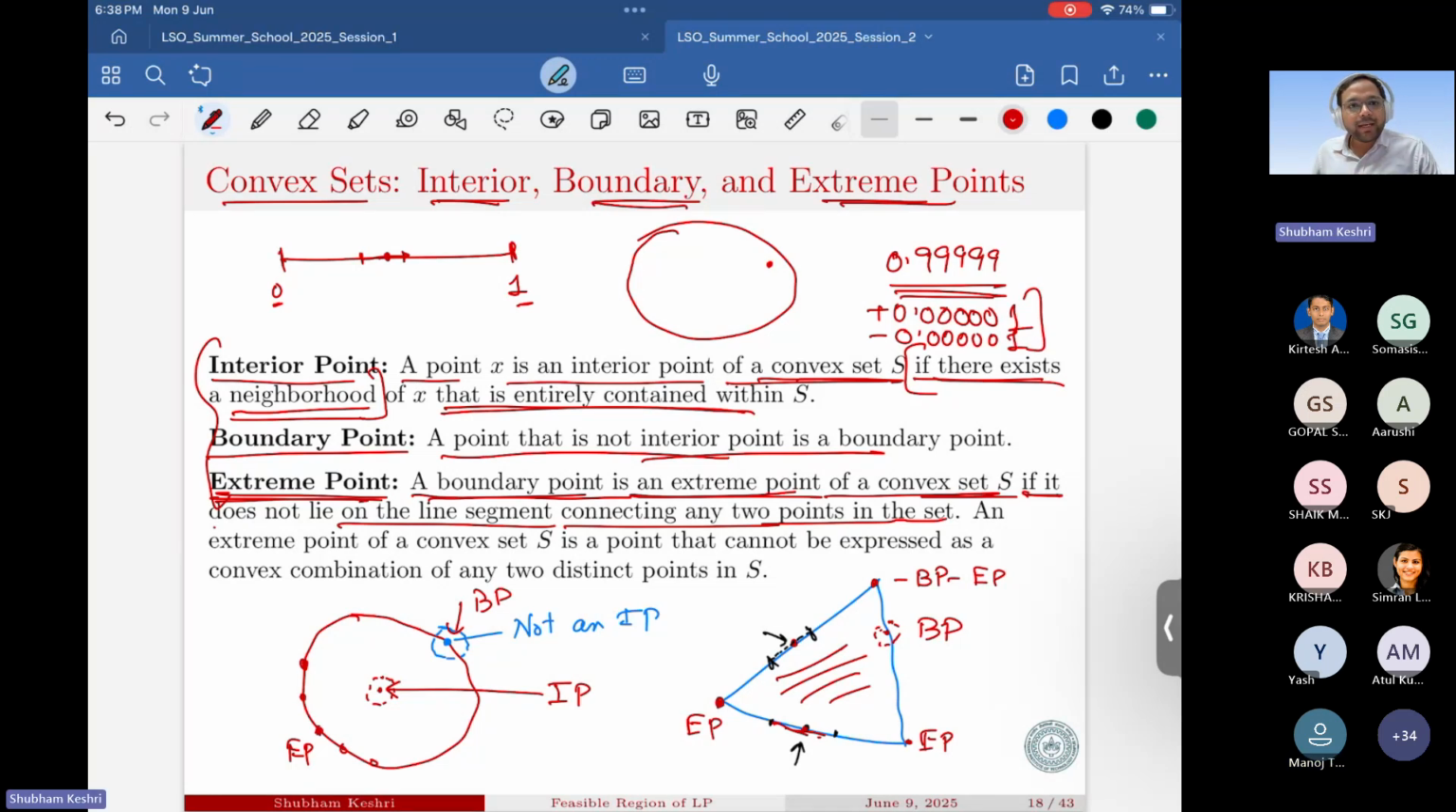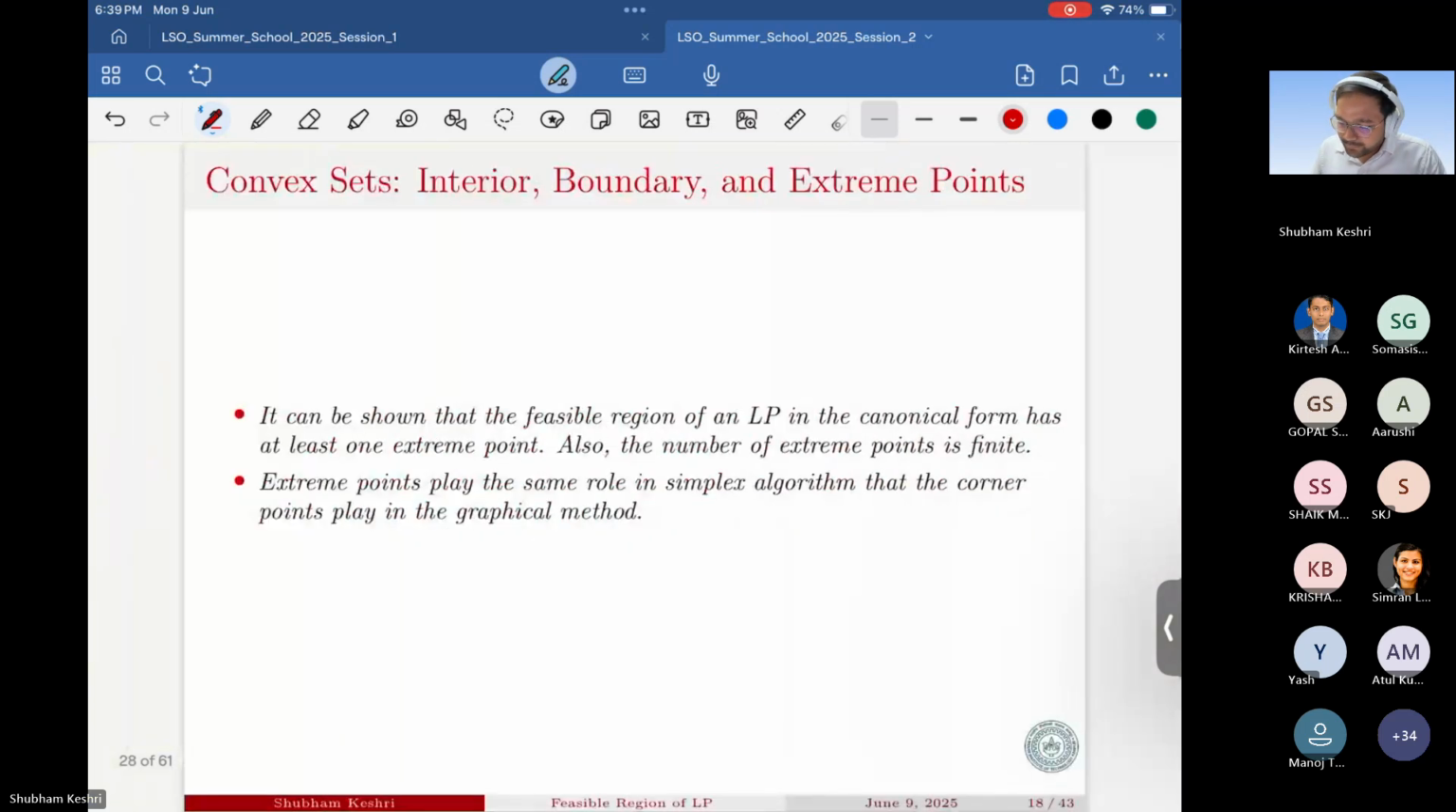Okay. So this is Yash. I have one question: if there is a point which is an extreme point, is it also a corner point? You see, we are talking about a convex set. In the definition of a convex set, we don't have a corner point definition. Is that all right? Okay, so I will proceed further.